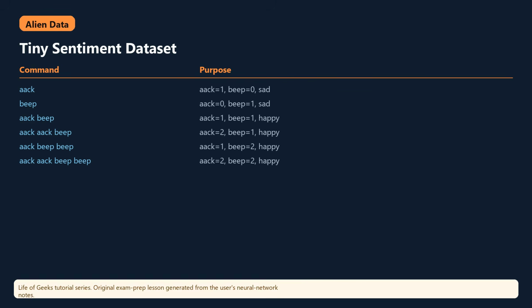This dataset teaches a deep idea using a silly story. Sometimes a class depends on a combination of features, not just one feature alone. In geometric terms, the happy points and sad points cannot be separated perfectly by one straight line. So instead of forcing one perceptron to do everything, we use hidden neurons. Each hidden neuron checks a simpler condition. The output neuron combines those conditions. That combination is the beginning of a neural network.